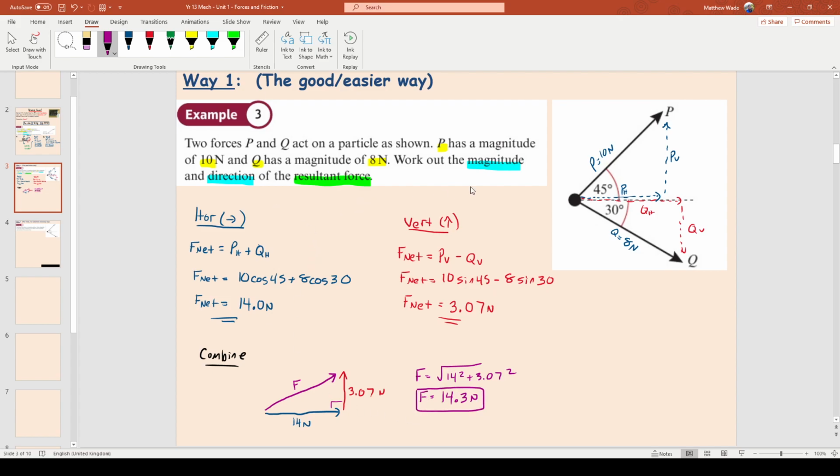Now it also wanted the direction. To get the direction, it's on about an angle. So the angle we're going to go for is this angle. Put theta in there, because that's a really good place to have it. Well, let's get that. Tan theta equals 3.07 over 14. Hopefully that's okay. Just SOHCAHTOA. Theta equals shift tan 3.07 divided by 14 equals 12.4 to 3 significant figures. Cool.